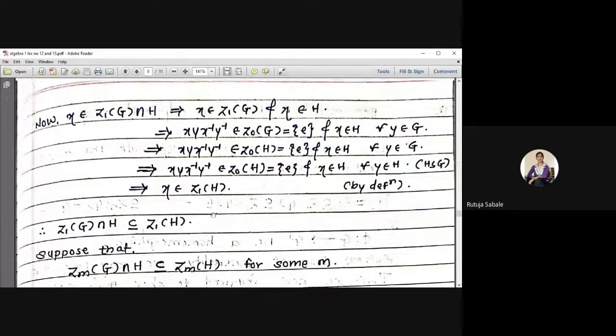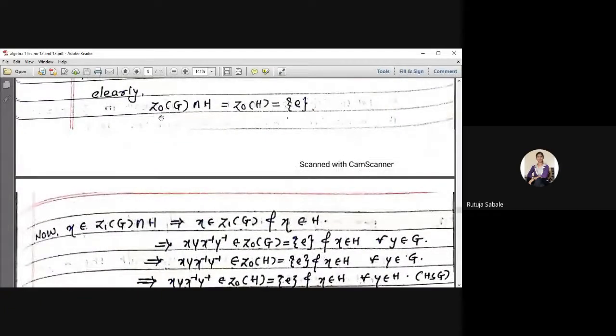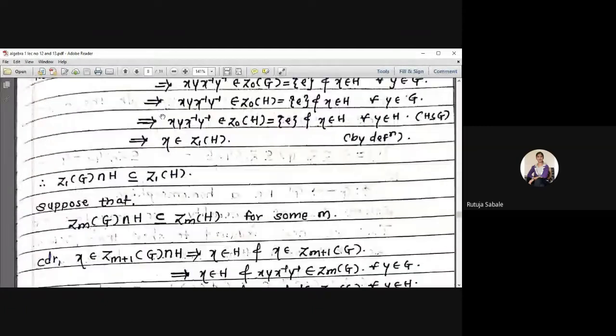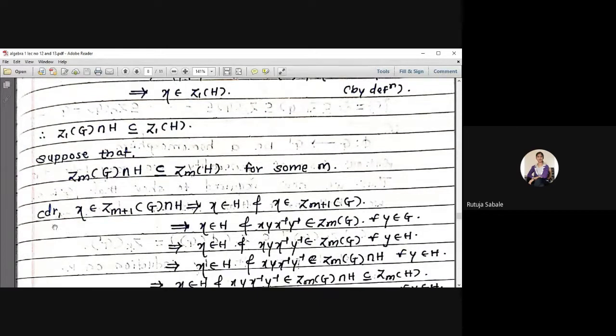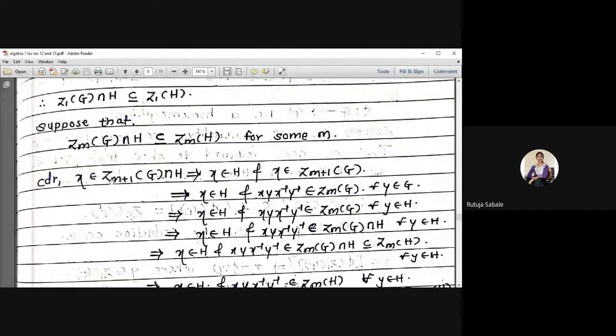So first we proved it for Z naught, now we have proved it for Z1. Now assuming it is true for n equal to m, that is, Zm of G intersection H is contained in Zm of H for some m. Assuming this statement is correct, we have to prove that for m plus 1 the statement is also correct. Similarly, we consider x is any element from Zm plus 1 of G intersection H.